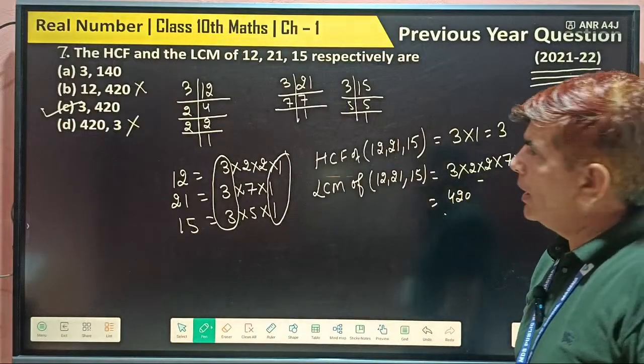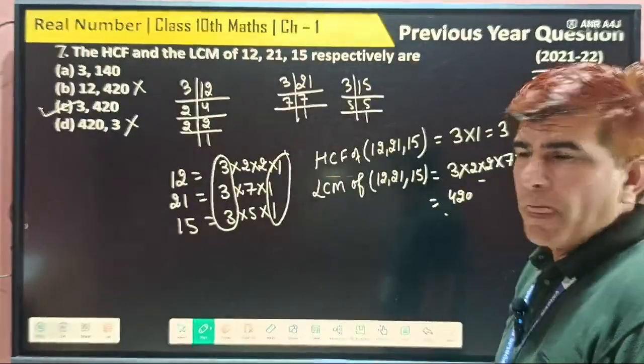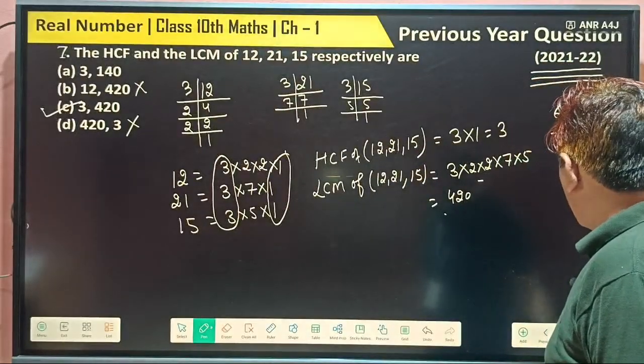Understood? How can we find the HCF and LCM of more than 2 numbers?